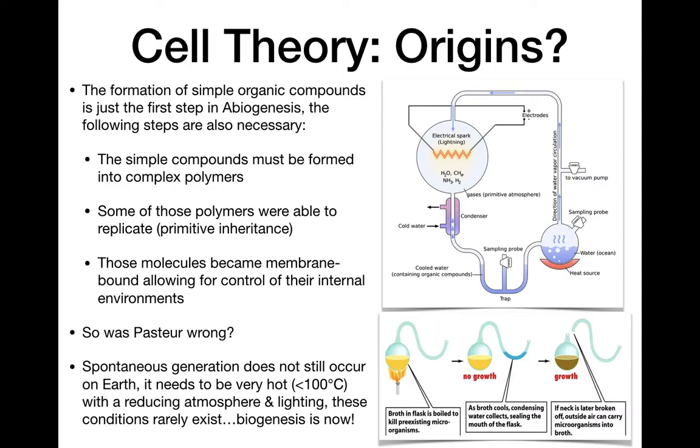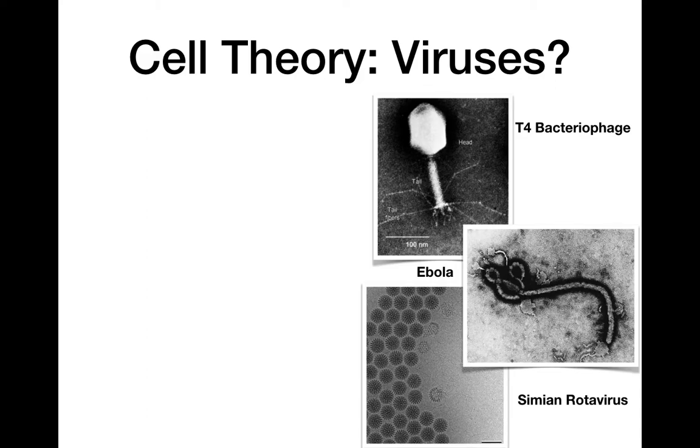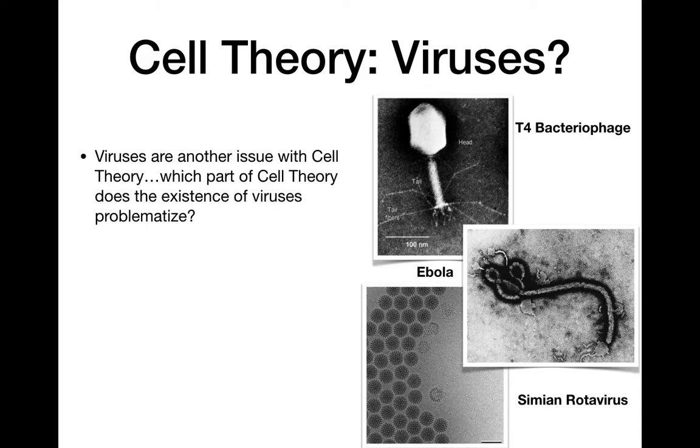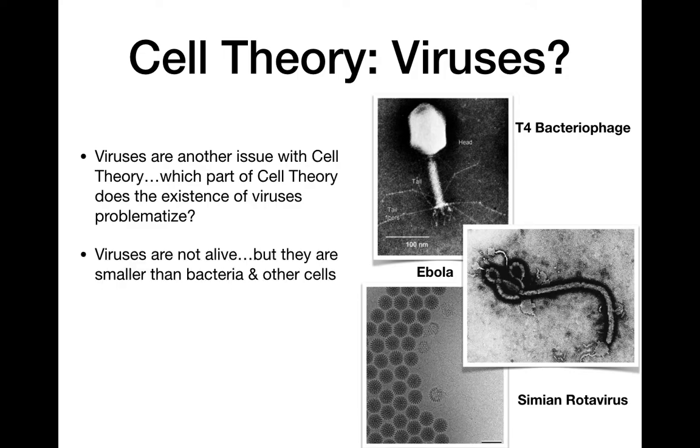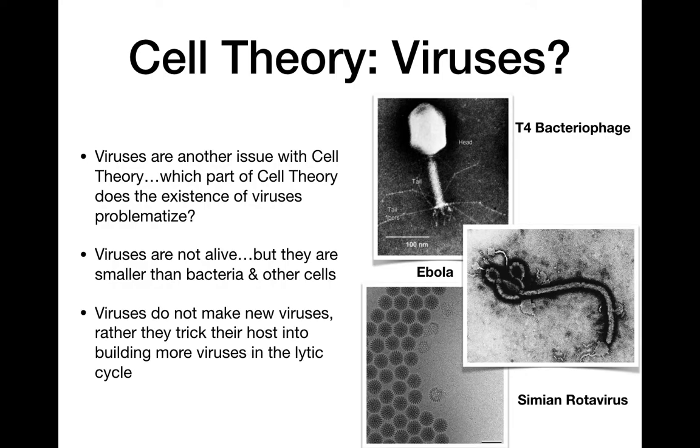The other thing to think about is viruses. Viruses are another big issue we have with cell theory. And viruses are tricky because viruses technically are not considered to be alive, right? So viruses are not alive. They're smaller than bacteria, smaller than other kinds of cells, and they don't perform all 7 functions of life. They can't make new viruses. Instead, they just trick their host cell into making new viruses for them in what's called the lytic cycle. I'll show you a diagram of that next.